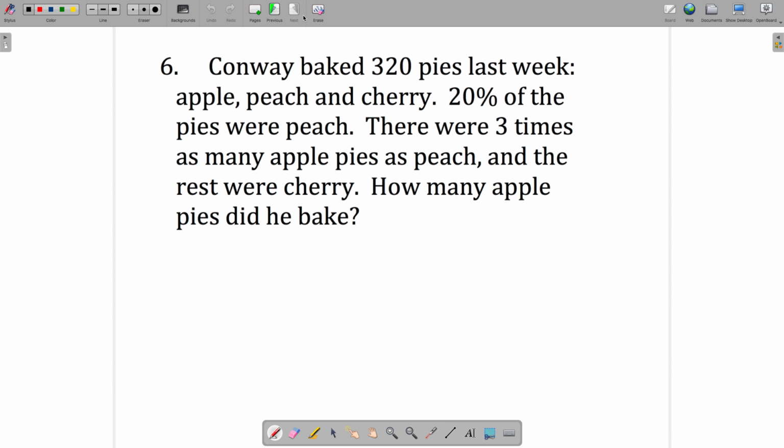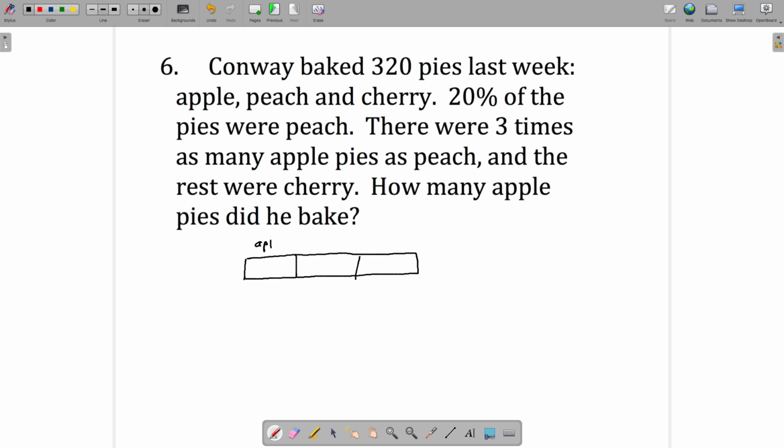And then finally, Conway baked 320 pies last week, apple, peach, and cherry. Again, go ahead and pause the video and see if you can do this on your own. Let's see what we got here.